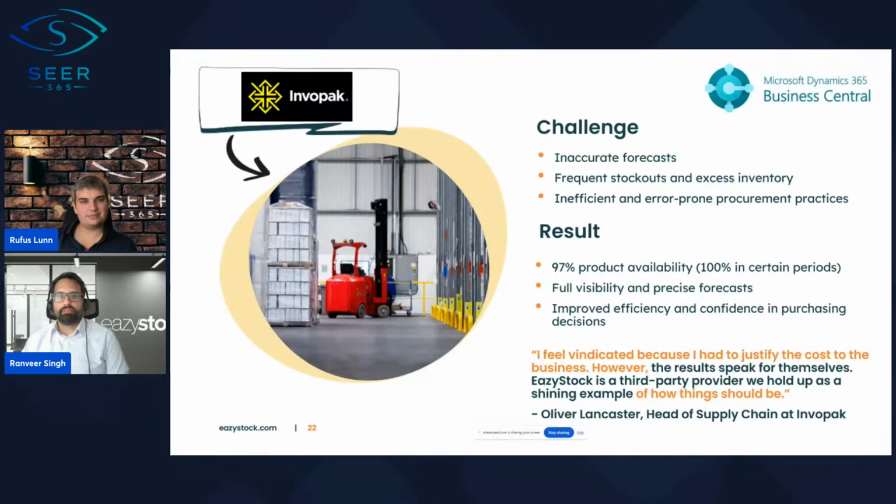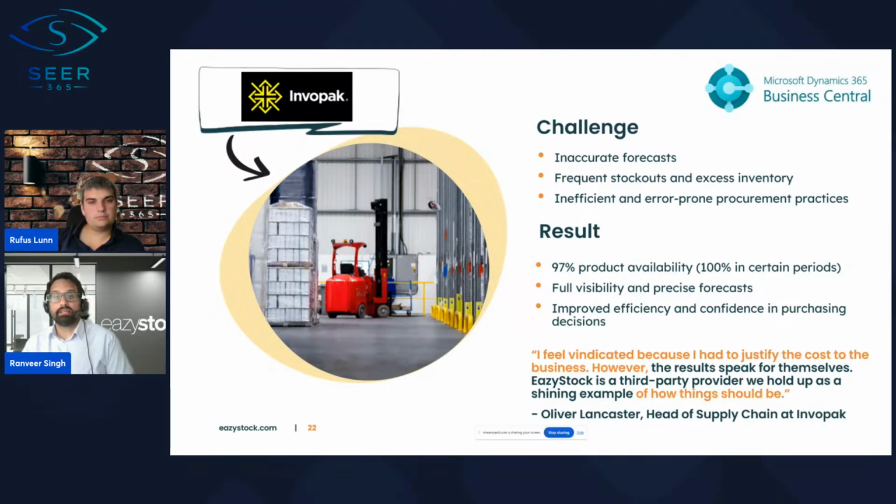So don't just take our word for it. Here's a case study we would like to present. This is a company called InvoPack. They're on Business Central. So before implementing Business Central and EazyStock, they faced some big challenges. This was inaccurate forecasts, frequent stockouts, excess inventory, and inefficient, error-prone procurement processes. After the implementation, however, the results were impressive. Product availability jumped to 97%, even hitting 100% at times. They gained full visibility and precise forecasting over their products.